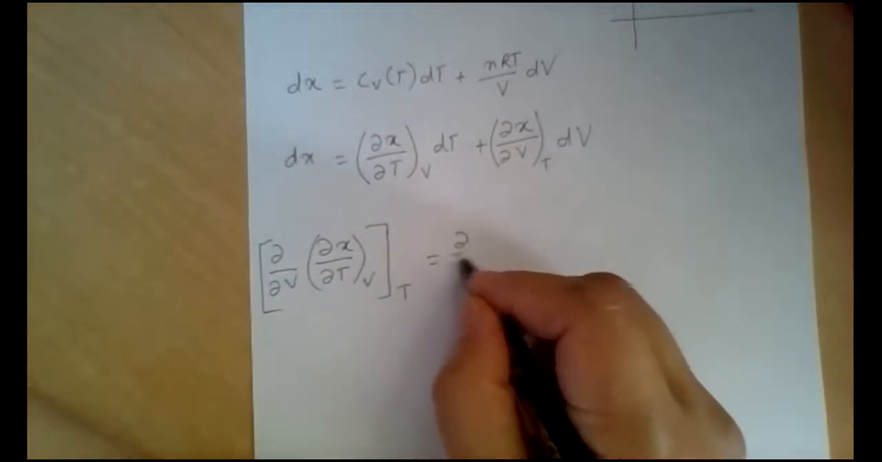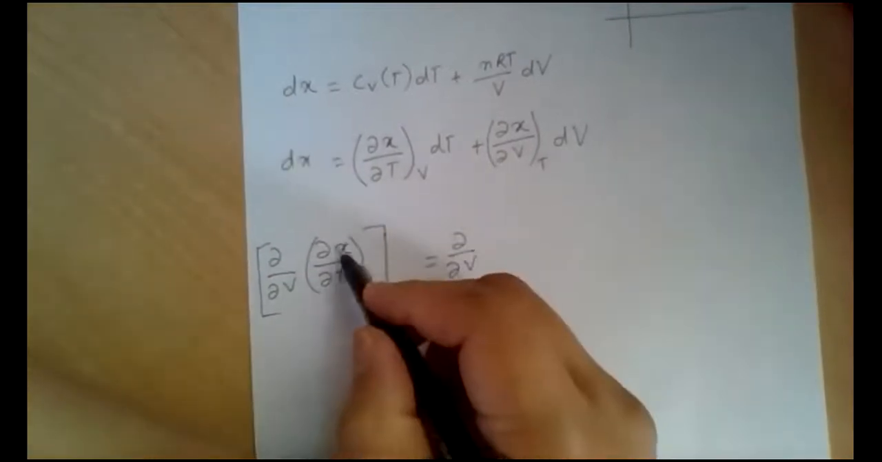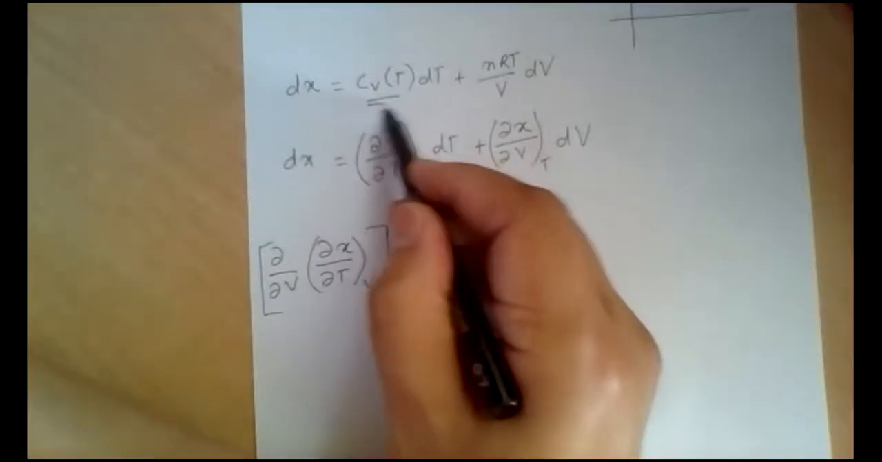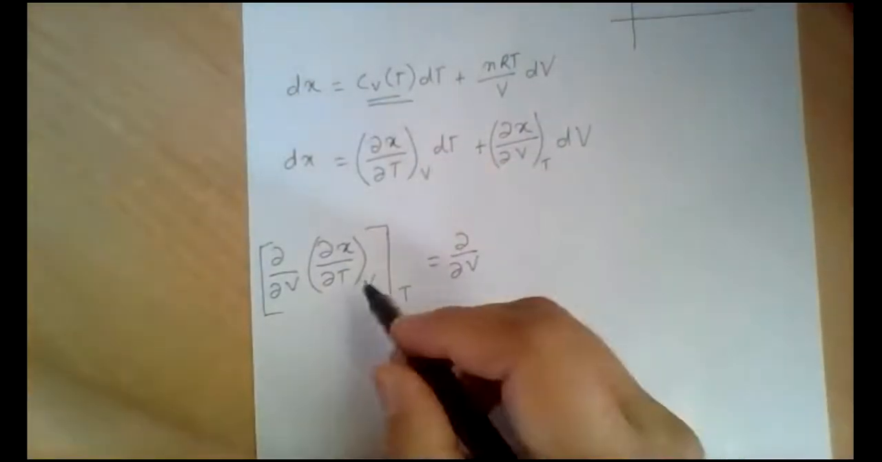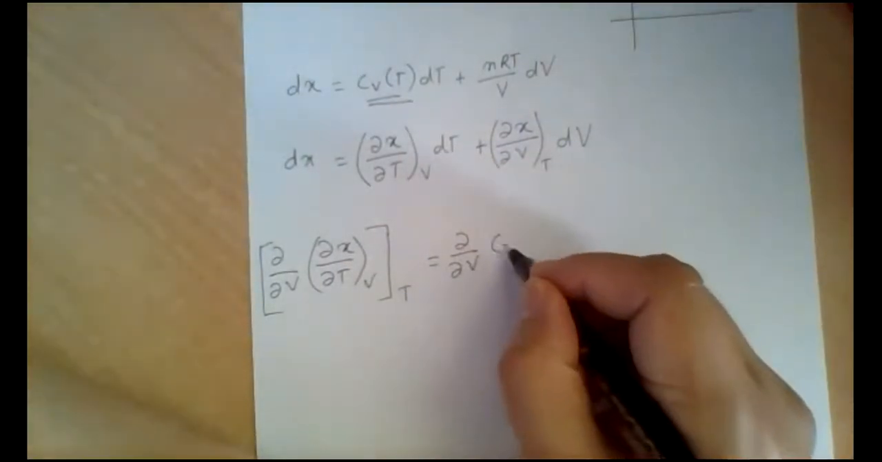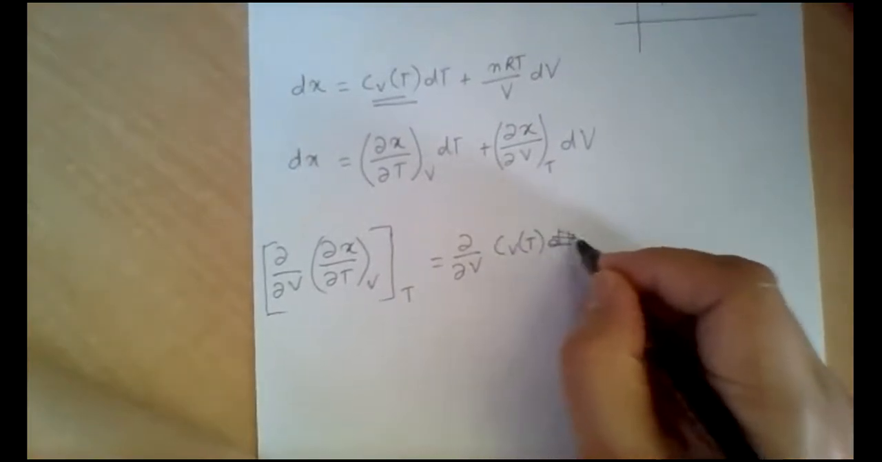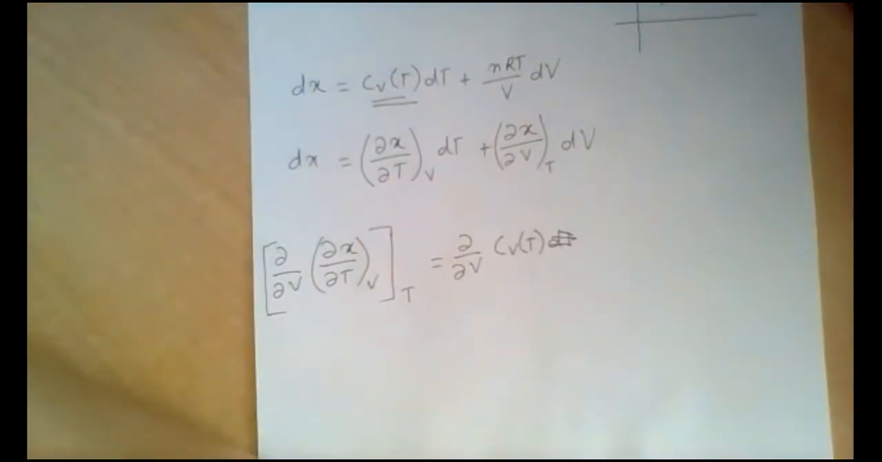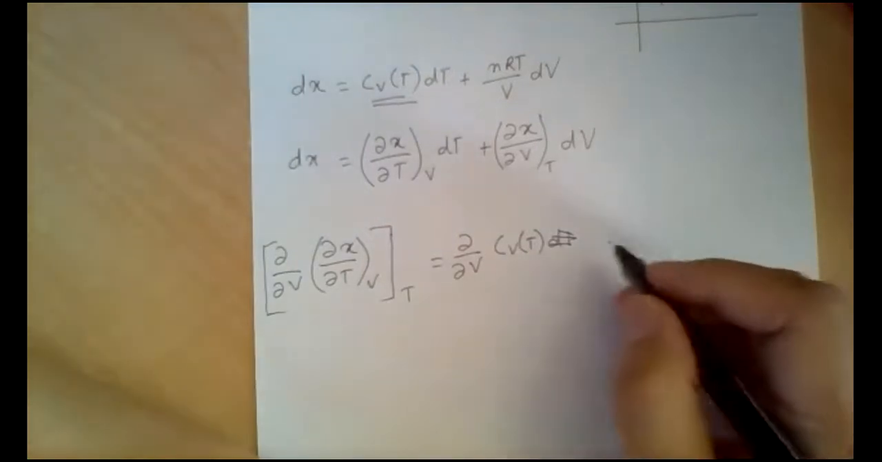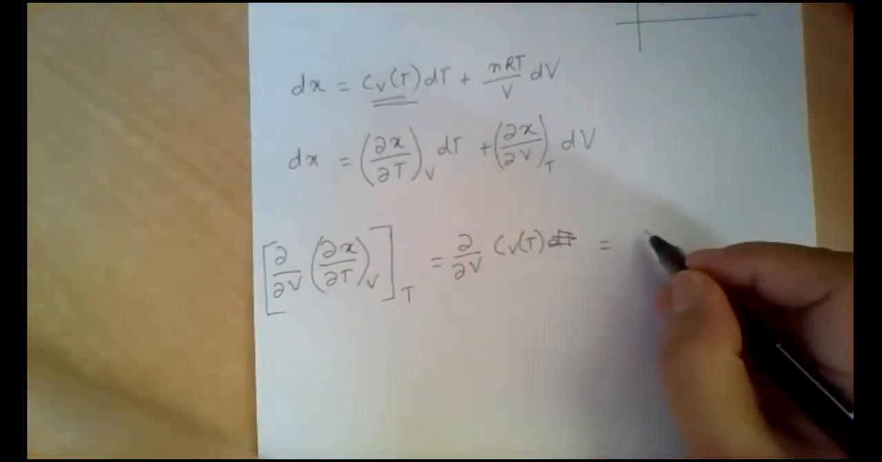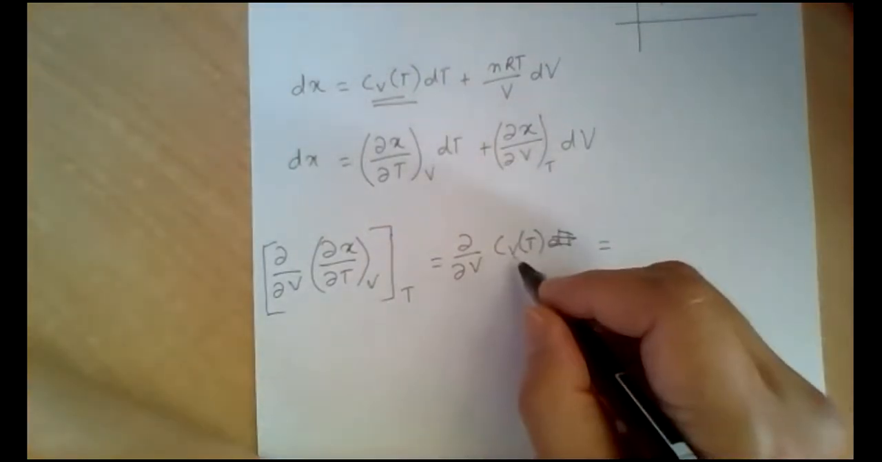So this is del by del V. What is del x by del T? Del x by del T is this, because this is nothing but CV(T).